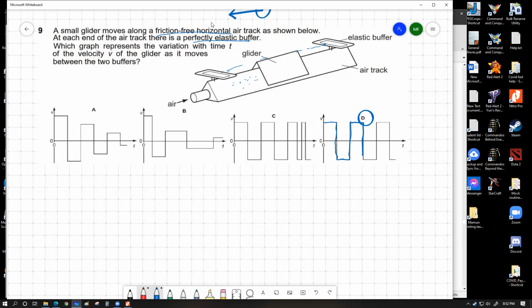Now, this is pretty simple. What I want to handle here to make things slightly different: which one of these answers would be correct if this was not a perfectly elastic buffer? Let's say this was not a perfectly elastic buffer.